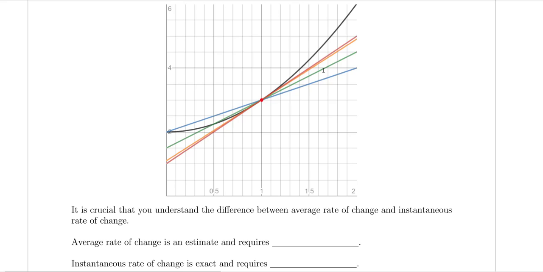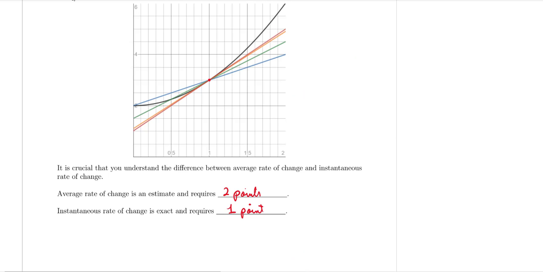Now, it is very important, guys, that you recognize the difference between the average rate of change and the instantaneous rate of change. The average rate of change is an estimate and requires 2 points, while the instantaneous rate of change is exact and requires only 1 point. Okay, so this is it for this particular section. It was rather short, but we're going to be coming back to these ideas in the next couple of sections.